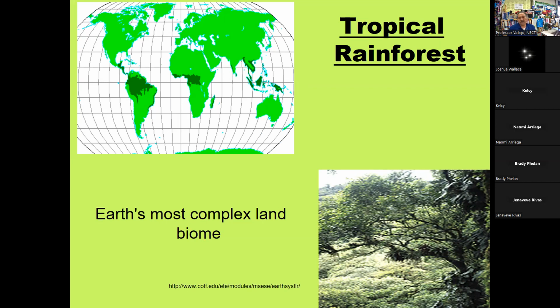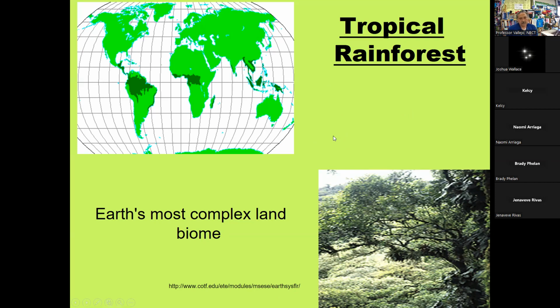The tropical rainforest, you can see on the map of the world right here, in the darker green color is where you expect to have tropical rainforest. This is the Amazon basin right here. There's Western Africa, then here's Indonesia, Southeast Asia, parts of the Philippines right there. So the tropical rainforest, Earth's most complex land biome.